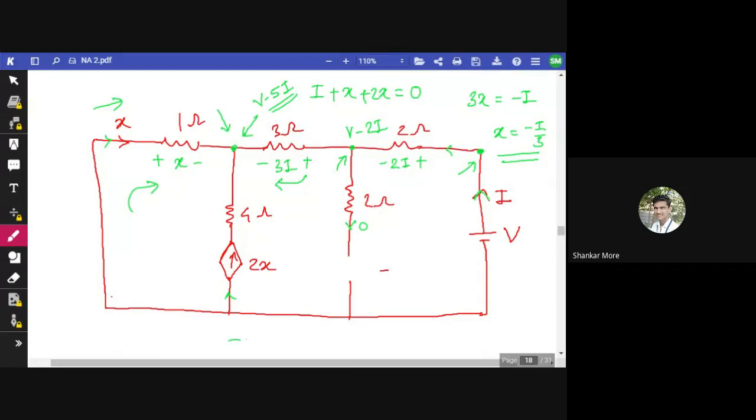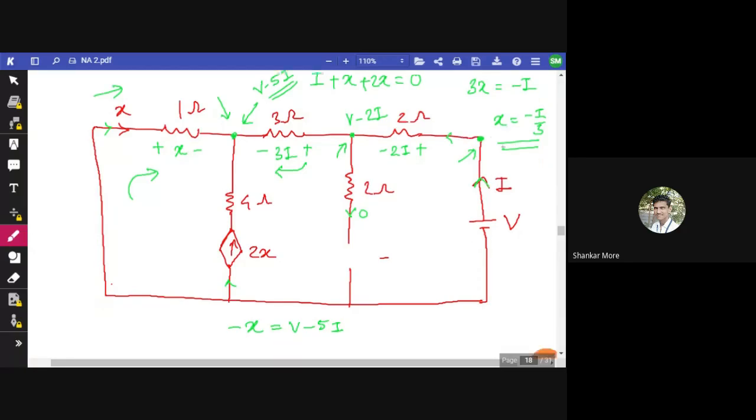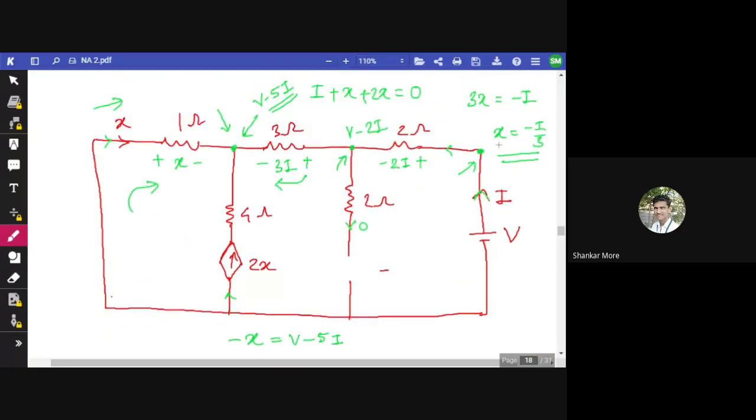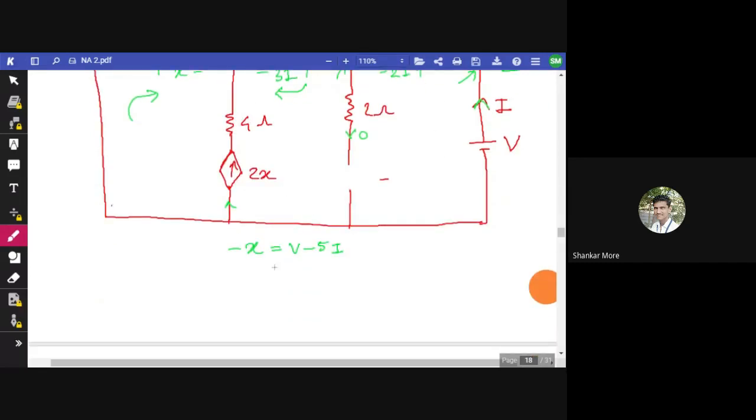So can we write like this? Minus X is equal to V minus 5I. Right? Yeah, we can write like this. And what is the value of X here? Value of X is minus I by 3. Okay. So what will I do? Minus of minus I by 3. So I will simply write I by 3 only. I by 3 is equal to V minus 5I.